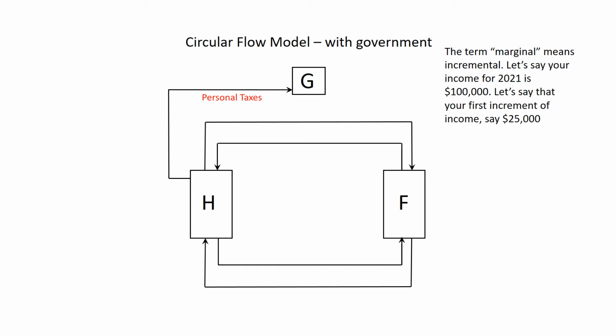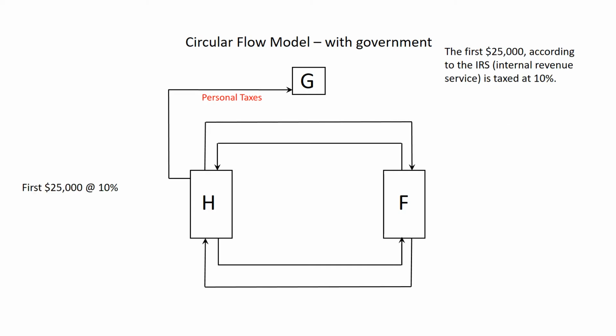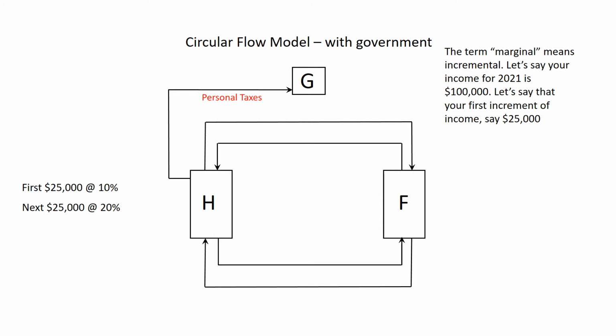Let's say that your income for the year 2021 is $100,000. And let's also suppose that in the IRS tax structure, the first increment is $25,000. The first $25,000, according to the IRS, the Internal Revenue Service, is taxed at 10%. The next $25,000, the second marginal tax bracket, is taxed at 20%, a higher rate.